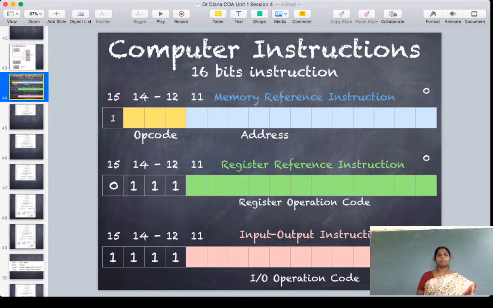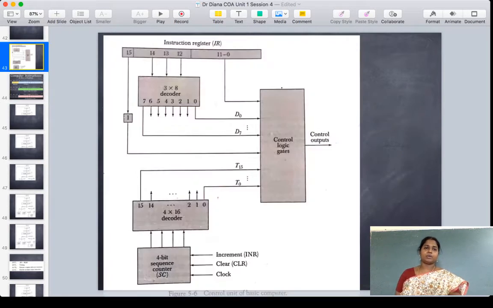Now for this computer, this is the design that we have come up with. Based on the instruction format, I am drawing the bit values from the instruction register, and according to that I am trying to generate some signals. So here I have taken bit 15 into a flip-flop I, and the register content from bits 14 to 12 is given into a decoder.